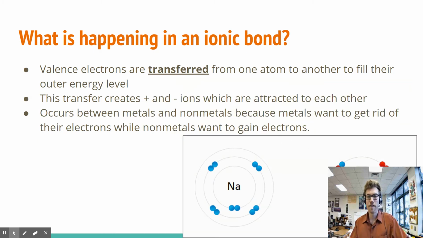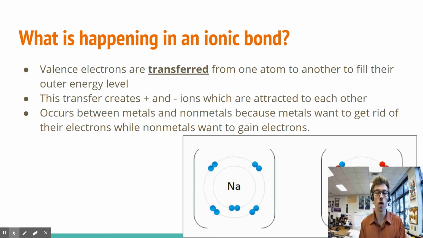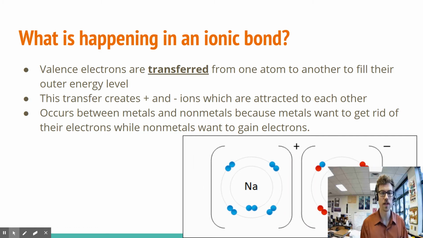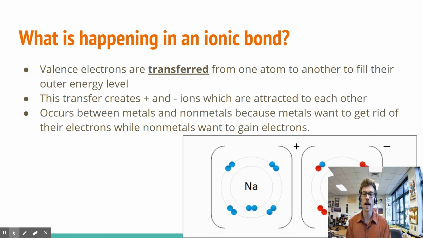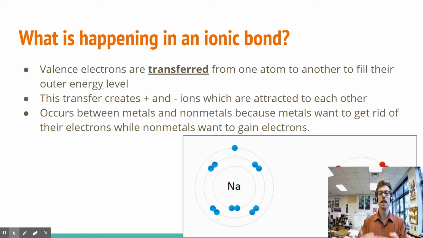In an ionic bond, valence electrons are transferred from one atom to another. Okay, so the valence electrons are going to be passed from one atom to another. And when that happens, that creates the ions. This is where we talk about the oxidation numbers and ions, right? In an ionic bond, by transferring electrons from one atom to another, the atoms become charged.